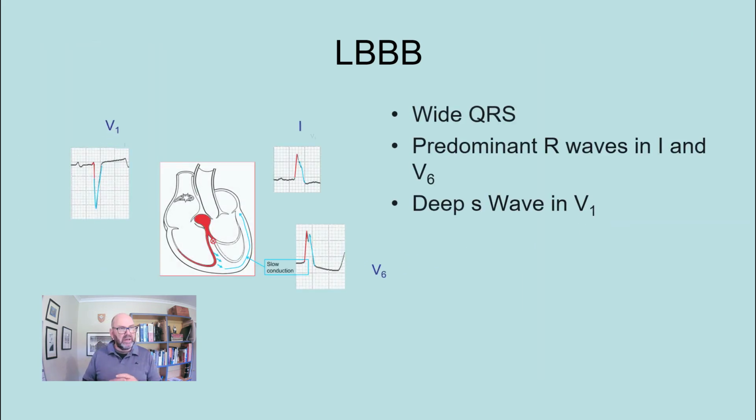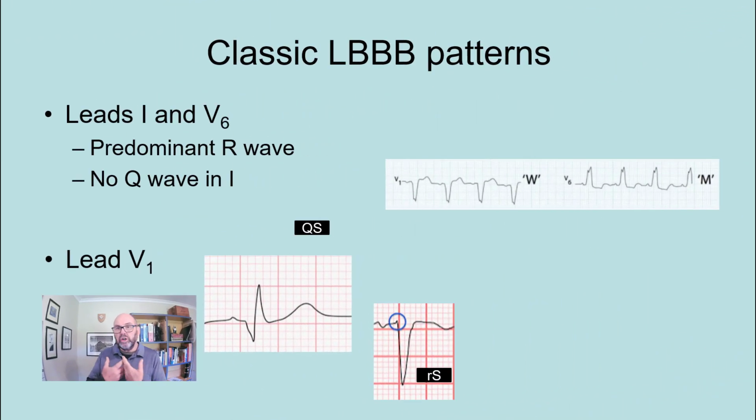What we're looking at in a left bundle branch block again is obviously a wide QRS, predominant R waves in 1 and in V6, and a very deep S wave in V1. There couldn't be a rule without exceptions, and here are the various morphologies that would meet the deep S wave required in lead V1. So we may have a QS complex, so that is the start of a Q wave that goes broad and deep to form an S wave instead. Or sometimes there may be a tiny R wave that gives us an exception to the deep S wave requirement.